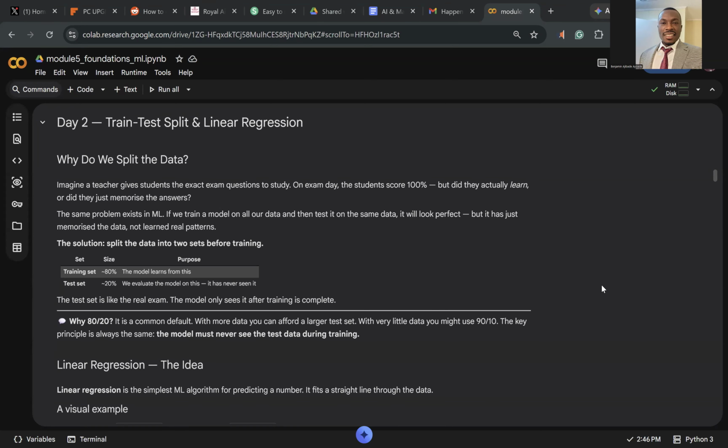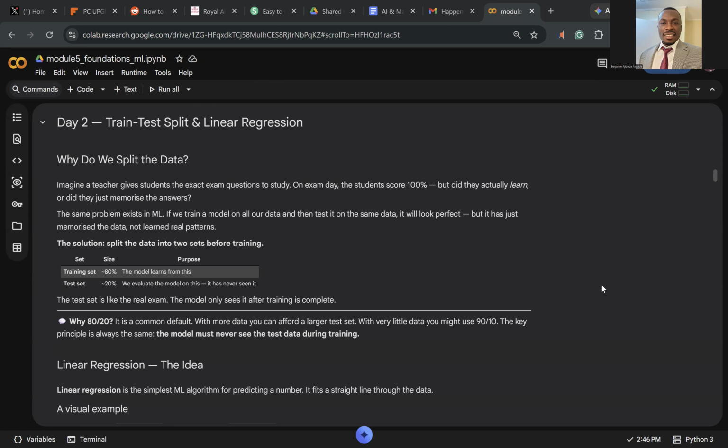Why do we split the data? Imagine a teacher gives students the exact exam questions to study. On exam day, the students scored 100%. Well, if we ask, did they actually learn or did they just memorize the answers?